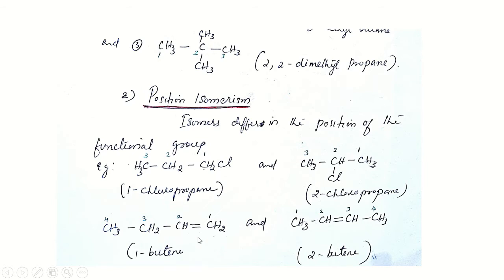And another example is butene. 1, 2, 3, 4, total 4 carbon. But see, what is the difference between 1-butene and 2-butene? Ene, because a double bond is here, and based on the position of that double bond, you will get a different name. In the first one, the double bond is situated in the first position, so 1-butene. Here see, the double bond is situated in the second carbon, so 2-butene. So that is the difference.